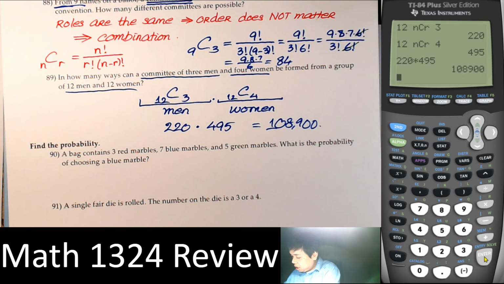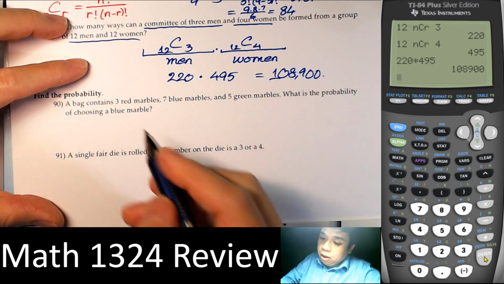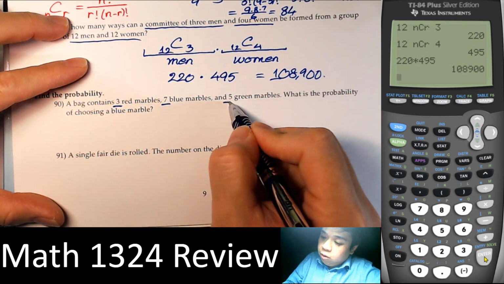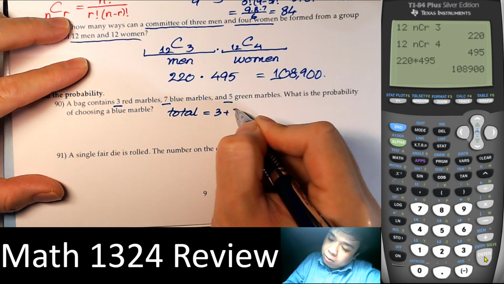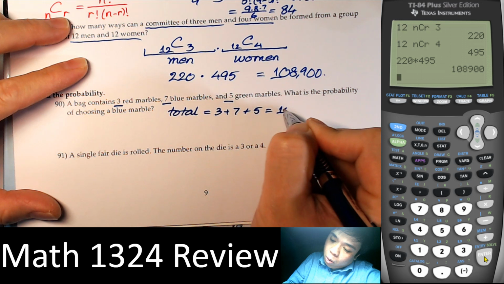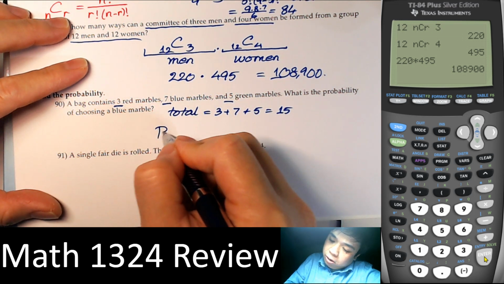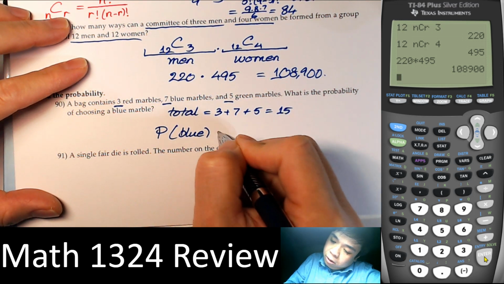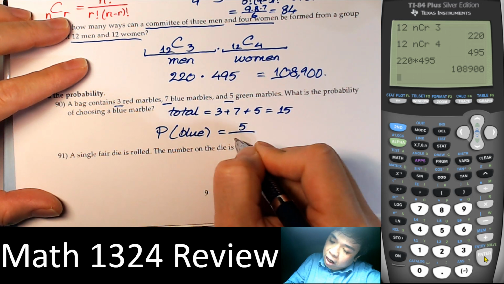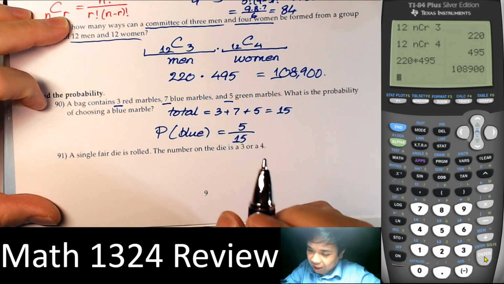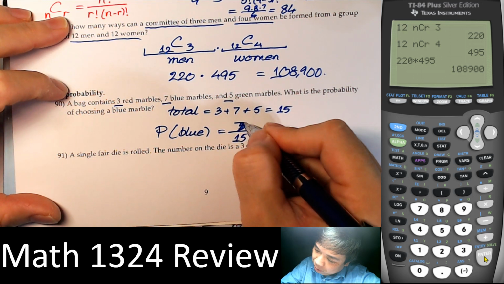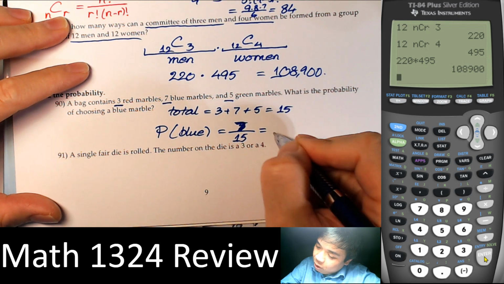Let me write the timestamp. Right. The bag contains 3 red marbles, 7 blue, 5 green. So total is 15. What is the probability of choosing a blue marble? There are 5 blue... I mean 7 blue, right? So that's 7 over 15.